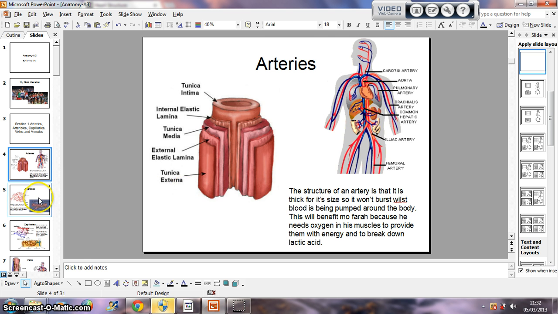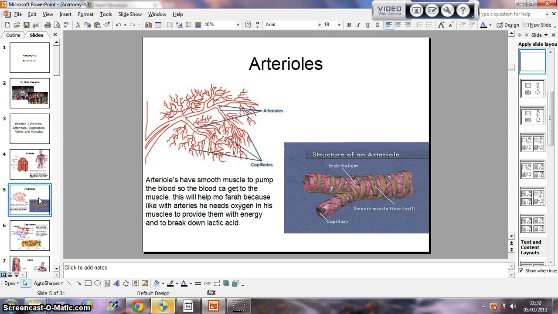Okay, moving on to arterioles. Now, arterioles are quite like arteries in terms of their properties. Both are strong, have a thick wall in order to withstand the pressure, and contain a lot of smooth muscle. Just like arteries, arterioles carry blood away from the heart and to the tissue of the body like muscles.